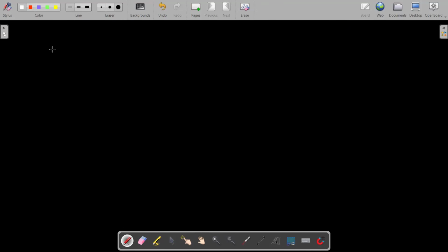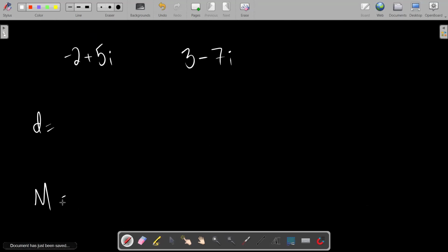Good. So let's do a first complex number, I'm not going to call them z's and all that stuff. Let's just call the first one -2 plus 5i. And then let's call the other one 3 minus 7i. And I'd like you guys to find the distance between them, and I'd like you also to find the midpoint. And then I will release you, so to speak, to just work on your assignment.